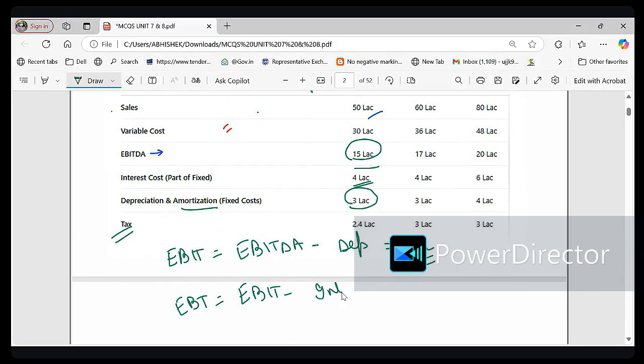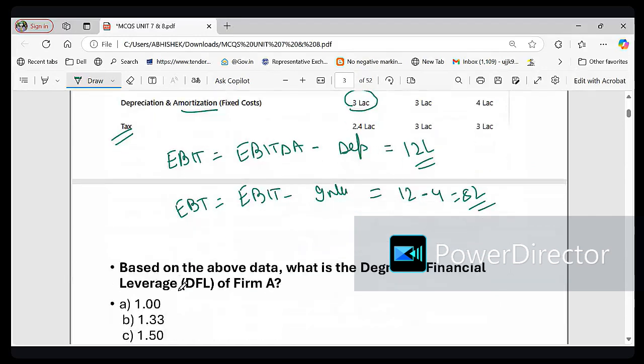It is nothing but EBIT minus interest. EBIT we have just calculated, 12 lakh. Interest is 4 lakh. So 12 minus 4 is 8 lakh. Now we got EBIT, now we got EBT. What is asked in the question? To calculate the DFL, the degree of financial leverage. What is the formula? EBIT upon EBT. So what is the answer? 12 upon 8.